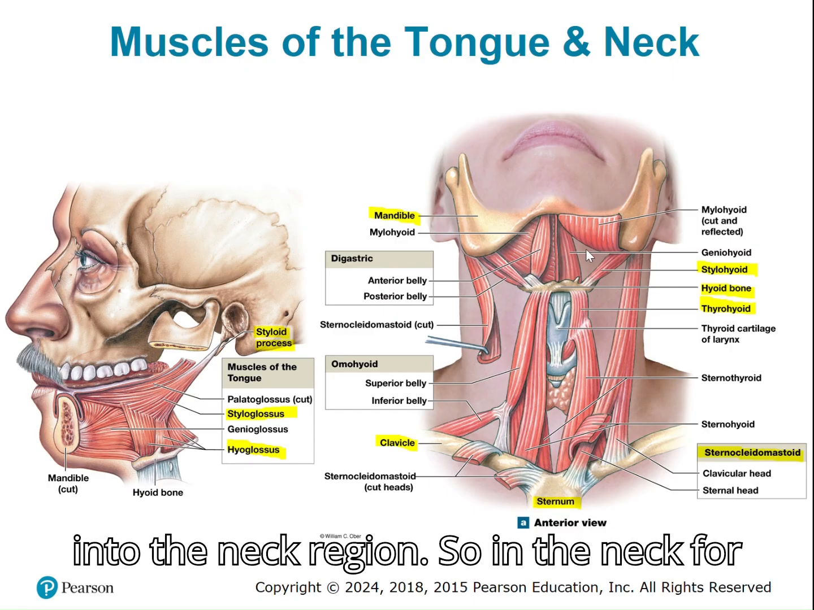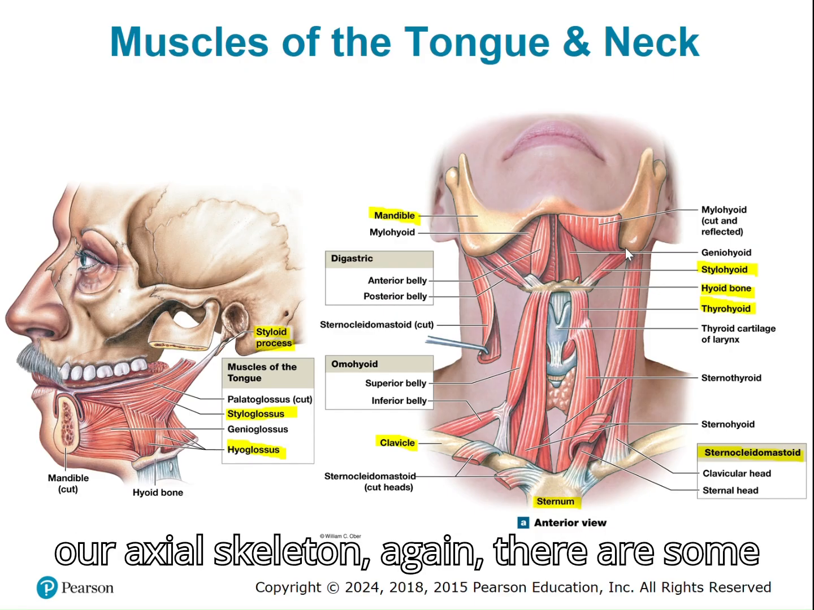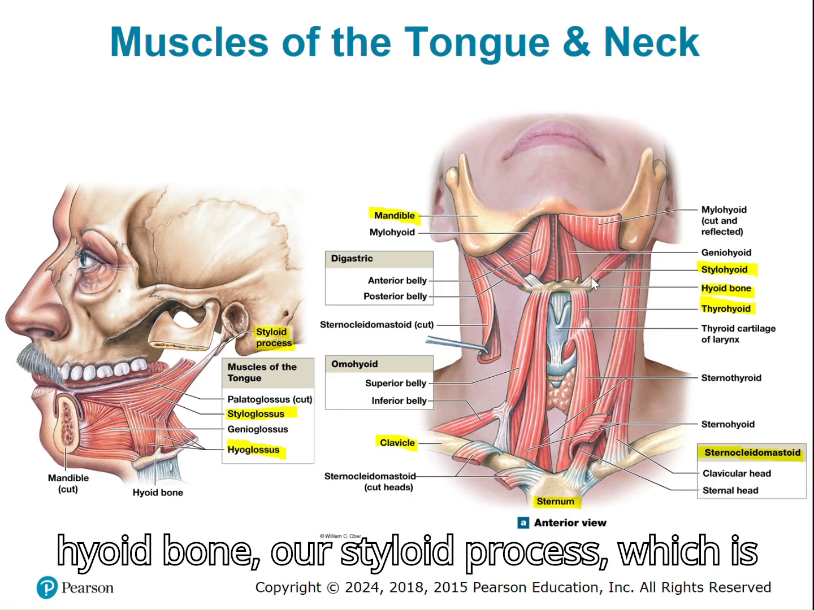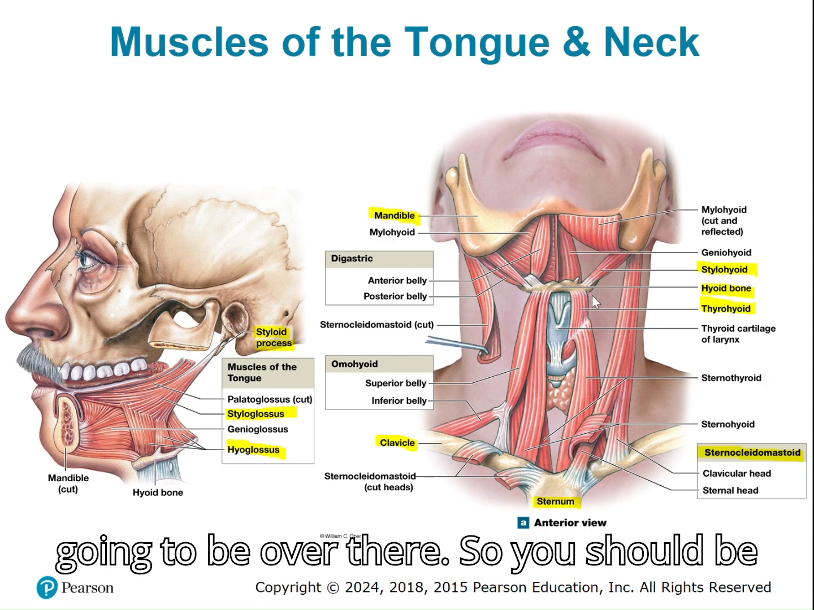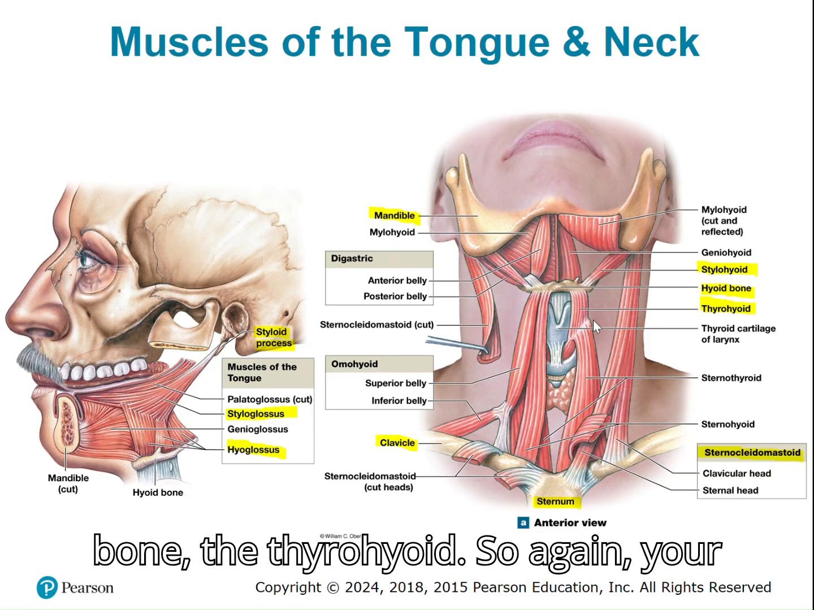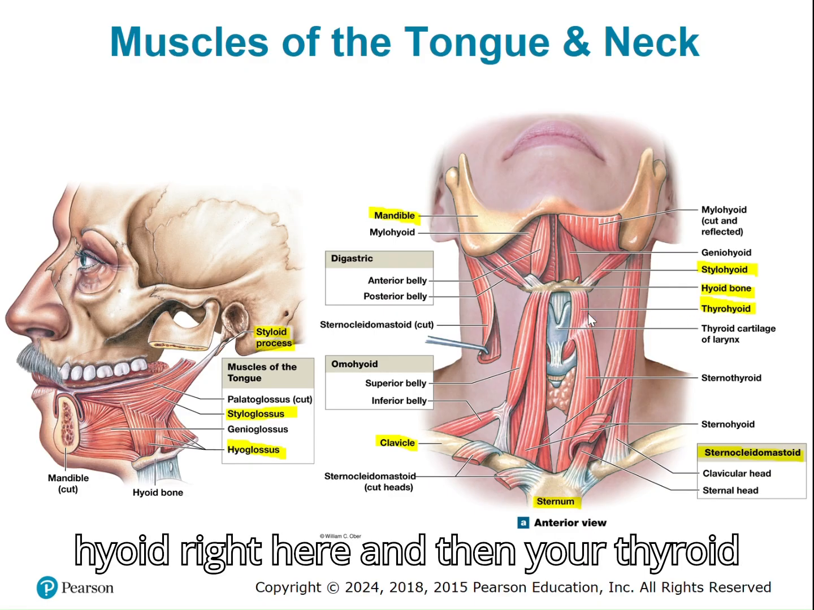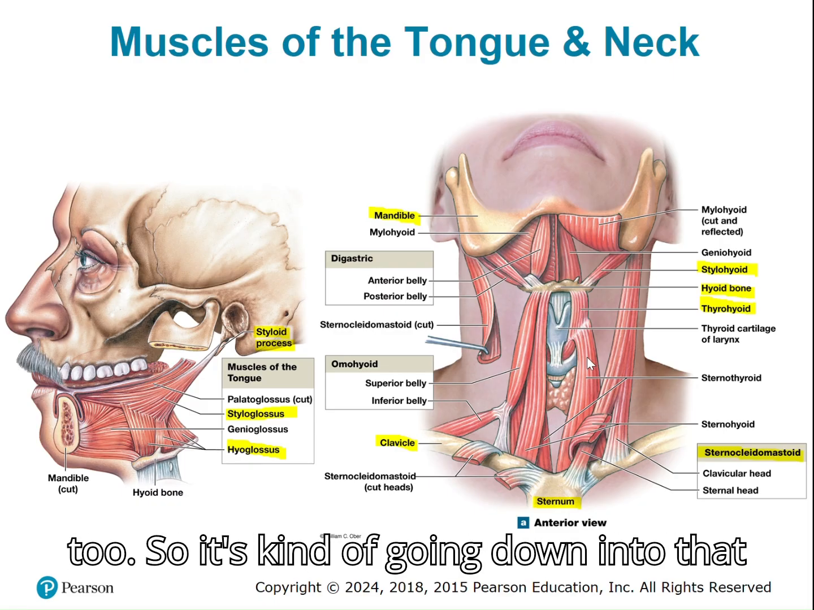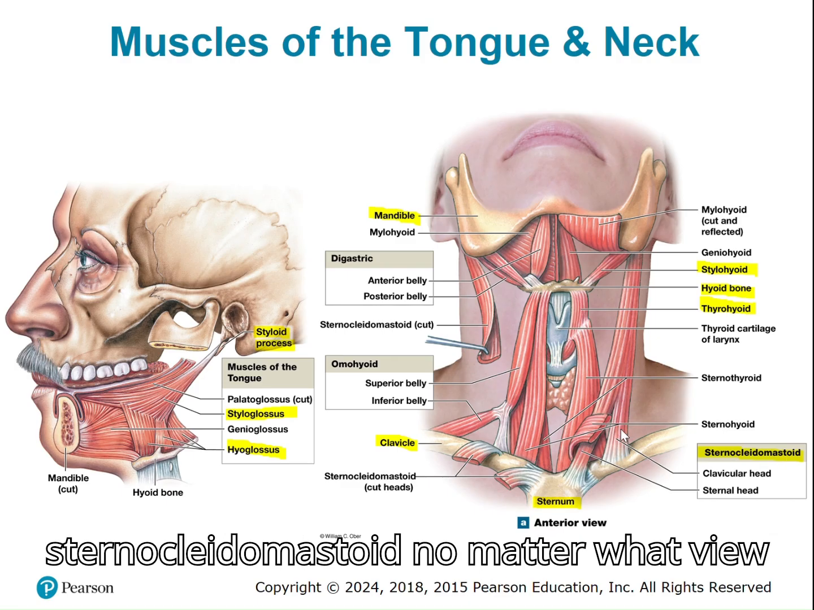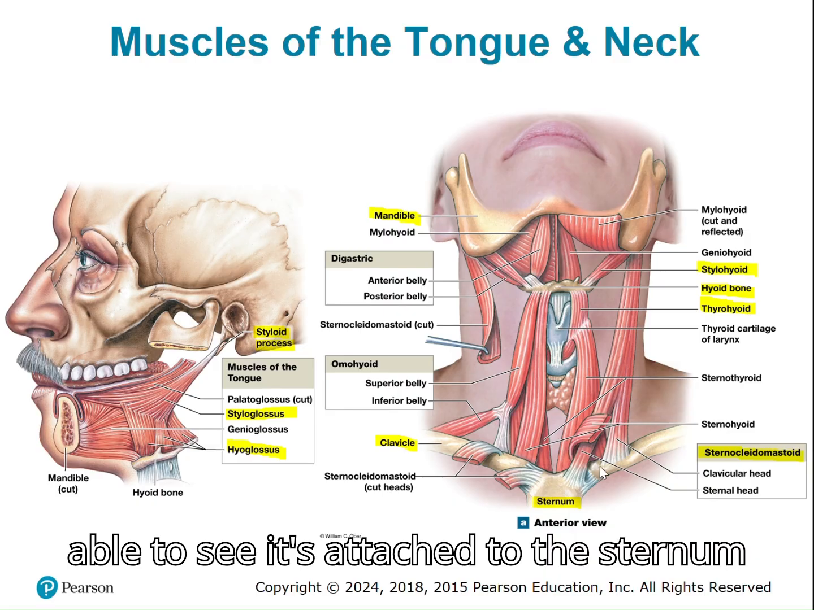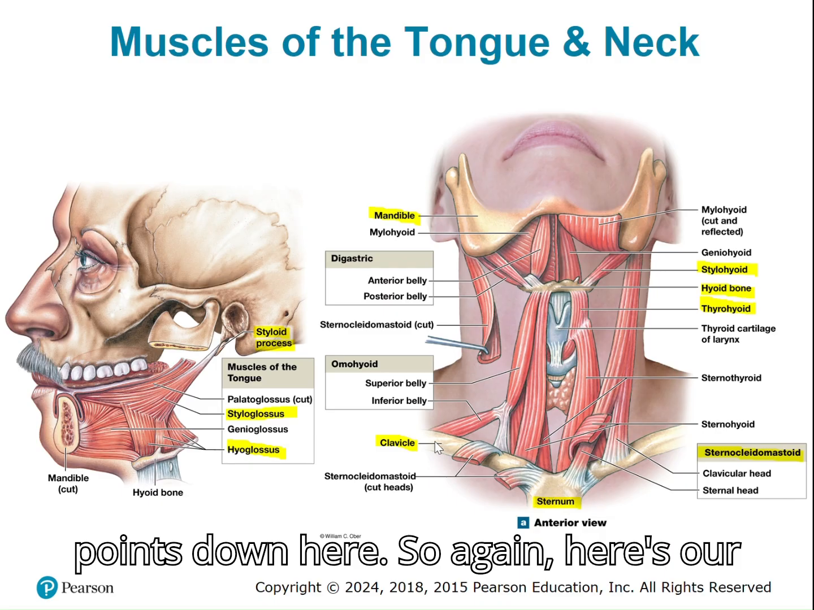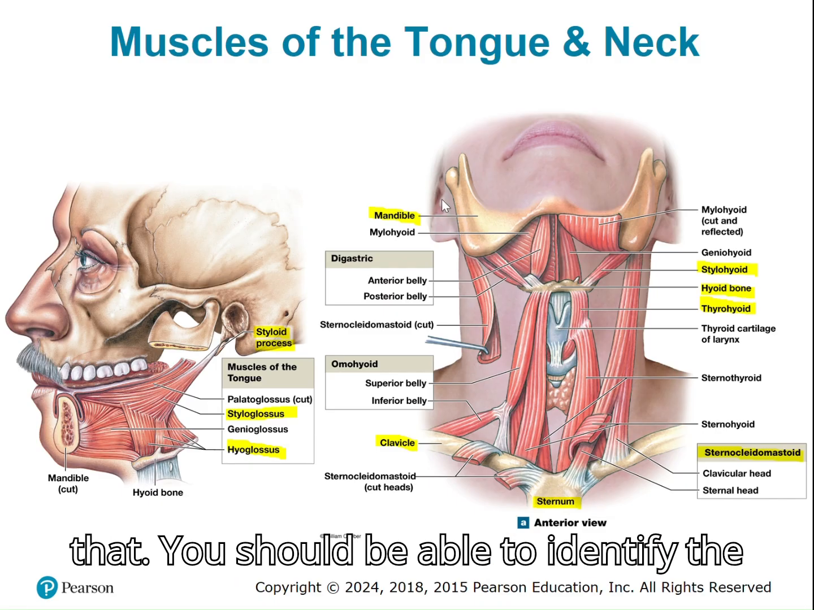Moving on into the neck region, in the neck for our axial skeleton, again, there are some different muscles that you should know. So stylohyoid, so again, our hyoid bone and our styloid process over there. You should be able to identify the hyoid bone, the thyrohyoid, so again your hyoid right here, and then your thyroid gland is going to be right down in there too, so it's kind of going down into that area. You should always know your sternocleidomastoid, no matter what view you're seeing it from. You should be able to see it's attached to the sternum and the clavicle at these two different points down here. So again, here's our clavicle. You should be able to identify that. You should be able to identify the mandible.